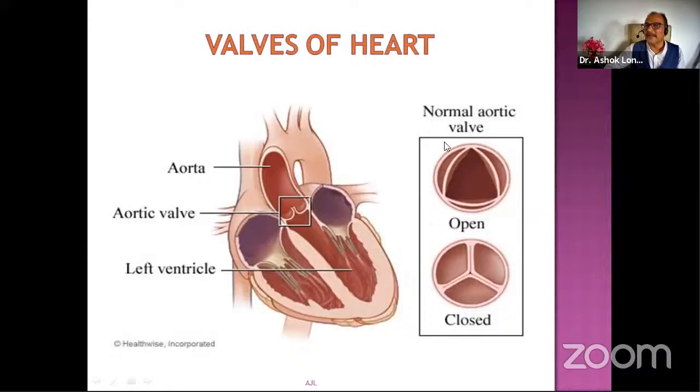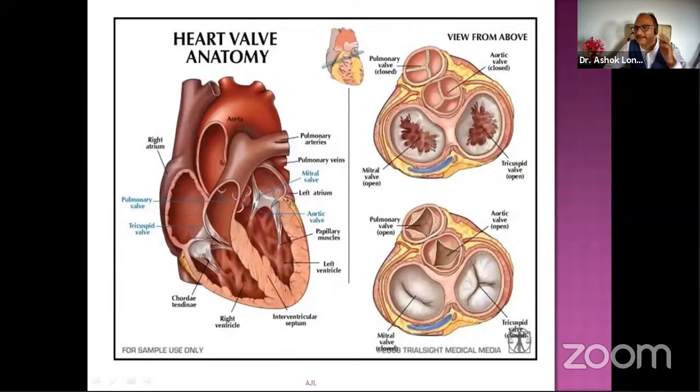Now, this is the normal aperture or opening of the aortic valve, and when it is closed, the margins come to each other and seal the lumen. See here, it is just again one picture, diagrammatically shown. Now you can see the tricuspid valve and the mitral valve, but it is taken from above. Here, this is the pulmonary valve, aortic valve, tricuspid valve, and the mitral valve.